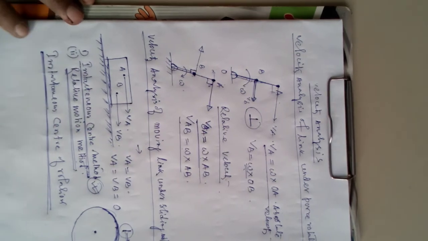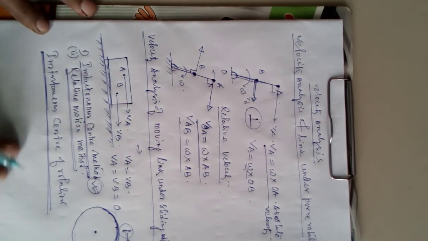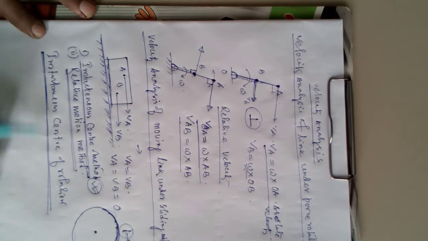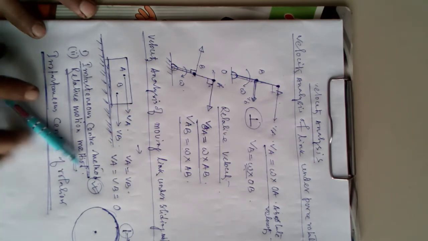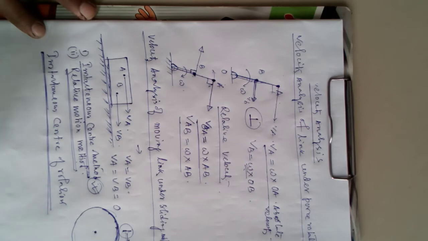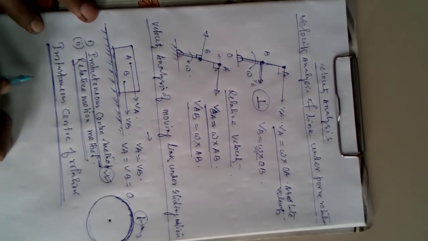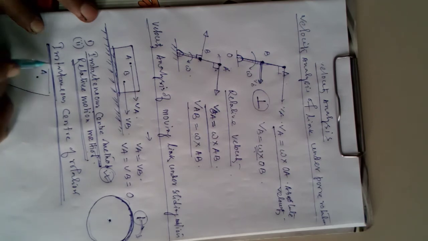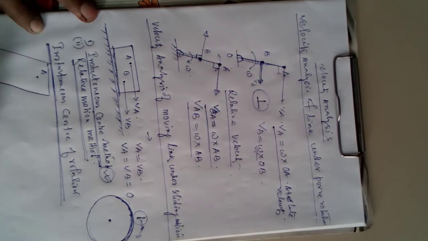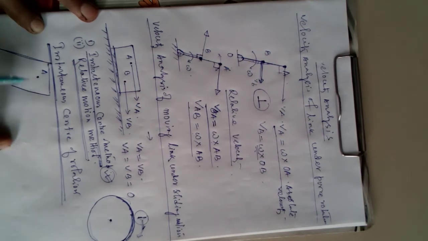Suppose, in order to find out the velocity by the instantaneous center method, I will show you some examples. Suppose a point A in a particular link, that is the point A. Suppose the direction of this velocity is VA.